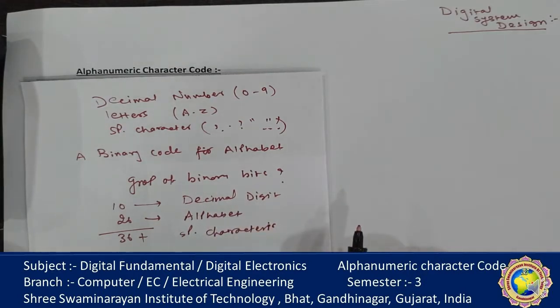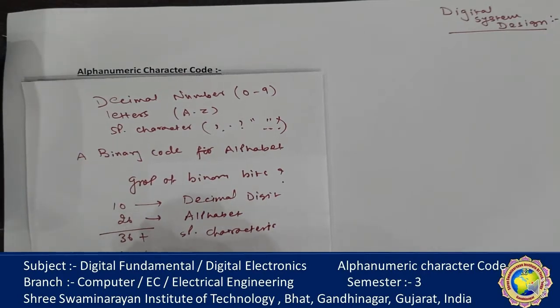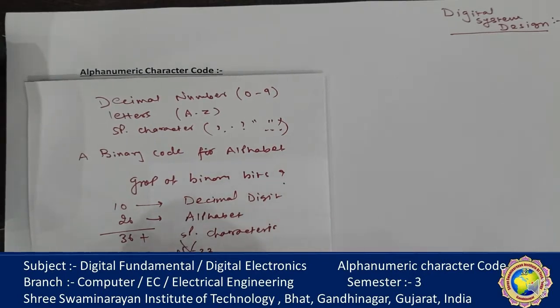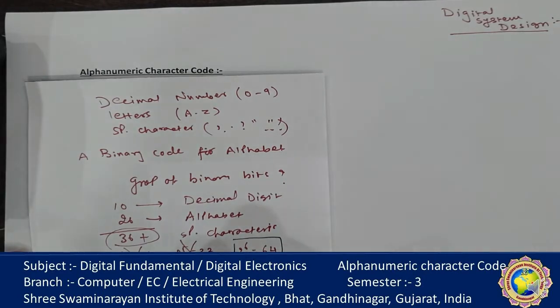Now the question is how many minimum bits are required. We know that 2 raised to 4 is 16 and 2 raised to 5 is 32, so this is not possible, because we need 36 plus combinations. So 2 raised to 6 is 64. So a minimum 6-bit width is required to represent the alphanumeric code. 32 is insufficient, 64 is required.